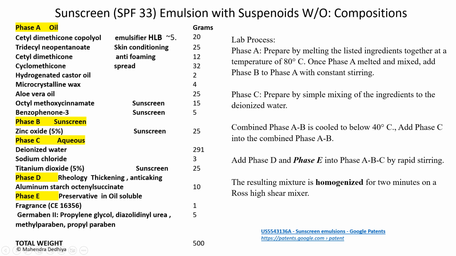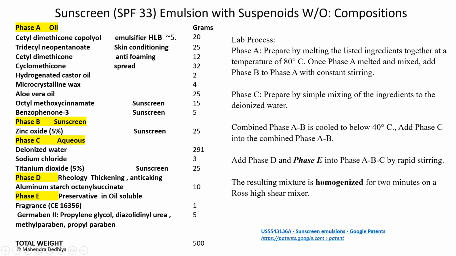Hydrogenated castor oil, microcrystal wax, aloe vera oils are used. Sunscreens, benzophenone and octimethoxycinnamate are used. These are conventional sunscreens. Some places they are not acceptable. Zinc oxide, generally nano size, is used as a sunscreen. Phase C, which is aqueous phase, has water, sodium chloride, and titanium dioxide as a sunscreen. Both zinc oxide and titanium dioxide are preferred sunscreen now, so that we do not damage the environment.